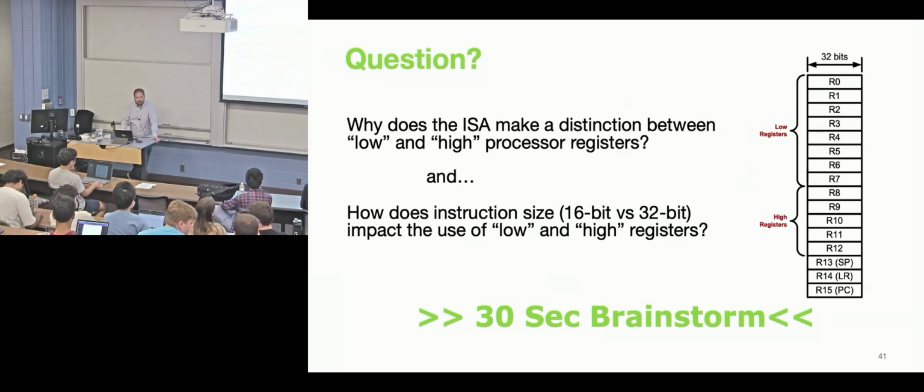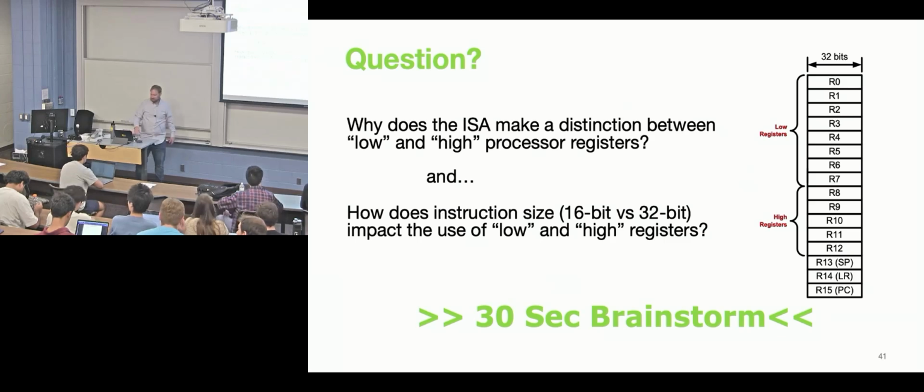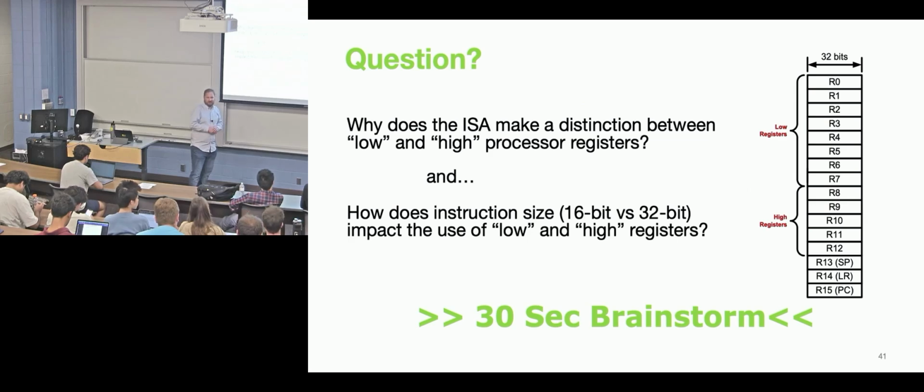The thumb part is the 16-bit, right? High registers have to be... All right, what do you think? Why do they make a distinction between low and high registers? So those low registers, you could use 3 bits to represent them. And once you go above 3 bits for those high registers, you need bigger instructions. So that's probably where the 32-bit instructions come in.